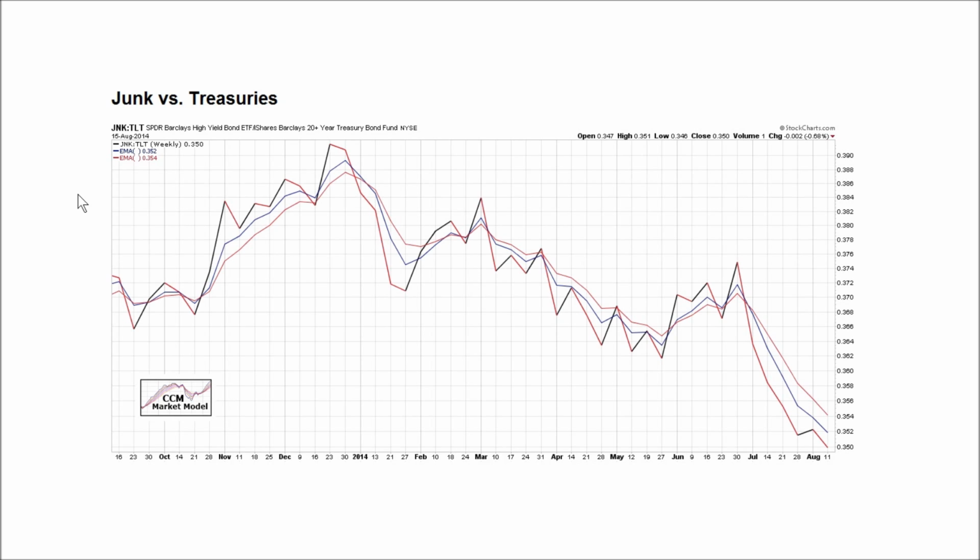Well, this is the credit markets, and we know that JNK and TLT have a maturity mismatch. We're well aware of that. This has a full bore bearish look. This is checking very few bullish boxes.